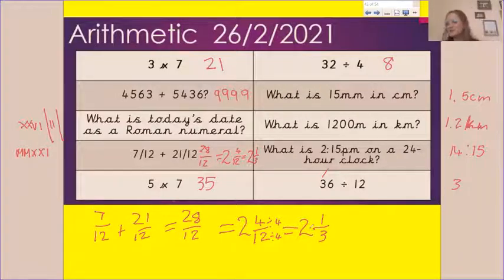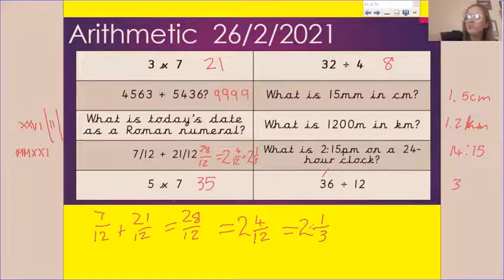But that's our simplifying of our fraction. And we will probably go into that at a different time. But if you wanted to, you could have done that. But if you have 2 and 4 over 12, that is okay. 5 times 7 is 35. 32 divided by 4 is 8. What is 15 millimeters in centimeters?